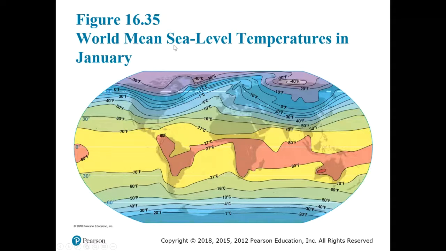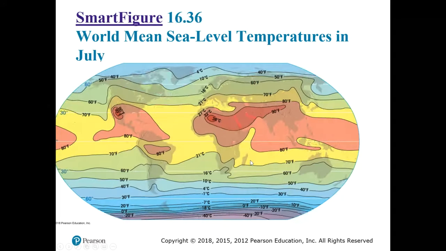So when you look at the January world sea level temperatures, you can see these red blobs up over the land masses and how the land is affecting the temperature. And then when you look at July, you see that shift. Obviously, it's much hotter up around the equator, getting a full belly of the sun.